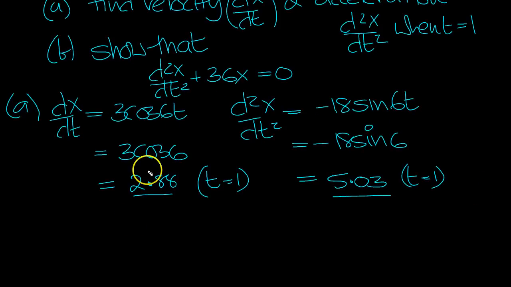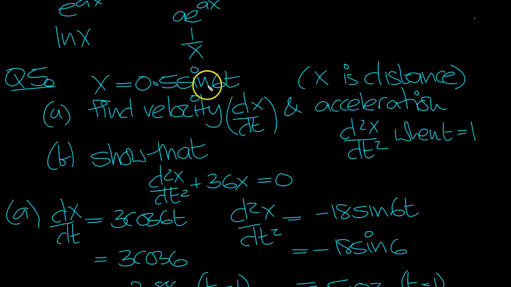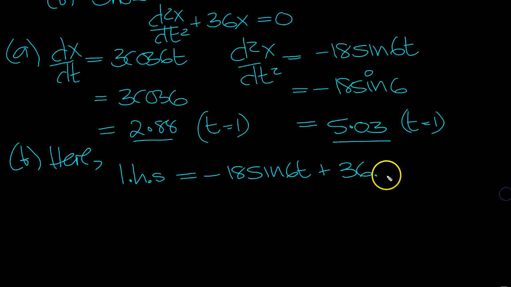Show that this equals 0 then, the second derivative plus 36x. So we'll start with the left hand side and see if we get 0. So the left hand side is equal to minus 18 sine 6t plus 36 times x. Now x is equal to a half sine 6t. So we've got minus 18 sine 6t plus 18 sine 6t is 0.